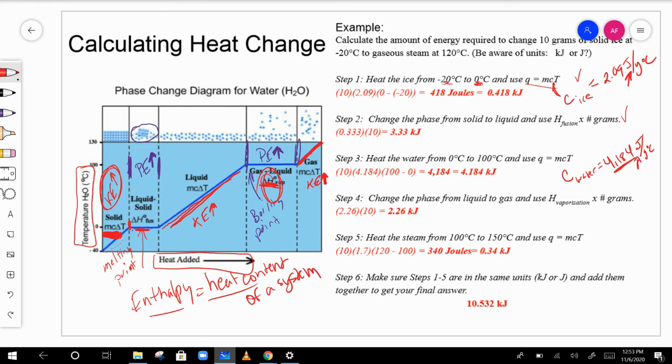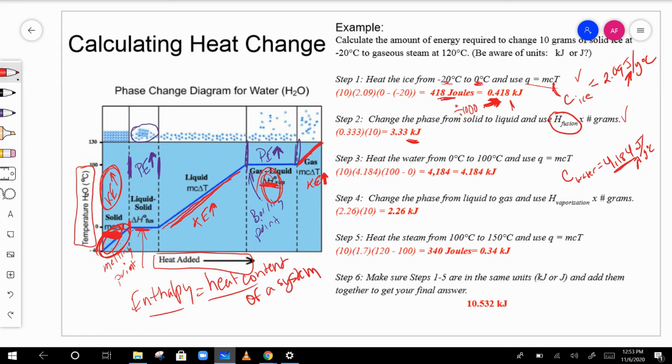However, when we do the delta H of fusion, this is going to be in kilojoules. So that's why when I did the Q equals mc delta T for this one and got joules, I then converted it to kilojoules by dividing by 1,000, and I get 0.418. So again, step one, we're using Q equals mc delta T, -20 to 0 degrees Celsius. That's that first diagonal line.